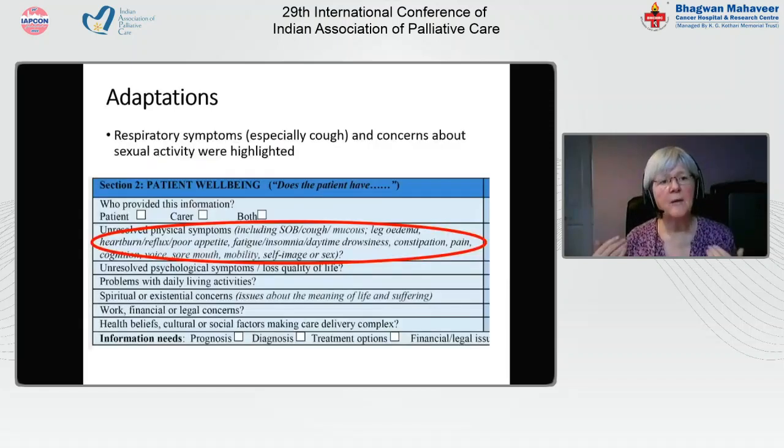Then there's a section about patient well-being, and it covers physical symptoms, psychological symptoms, issues about daily living activities, spiritual, existential, work, financial, legal, health beliefs, cultural and social factors that might make care delivery complicated. And these are all part of that really good holistic care for the individual patient. And there's also a section about information.